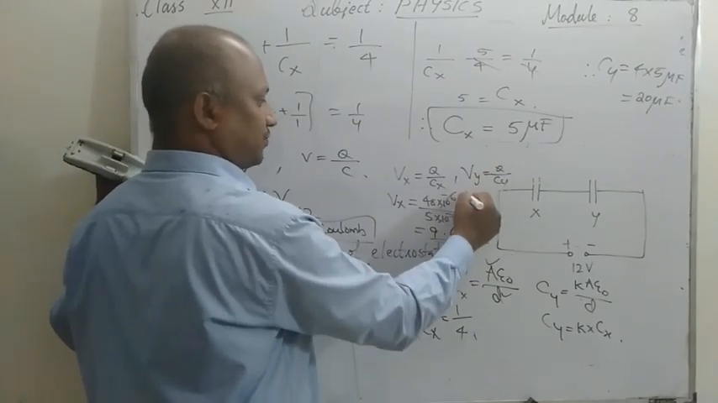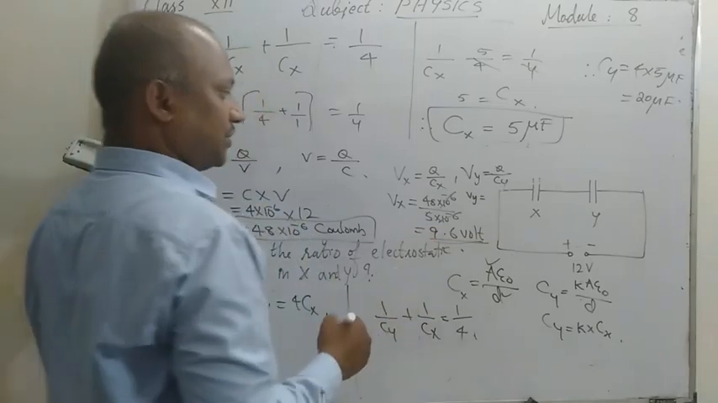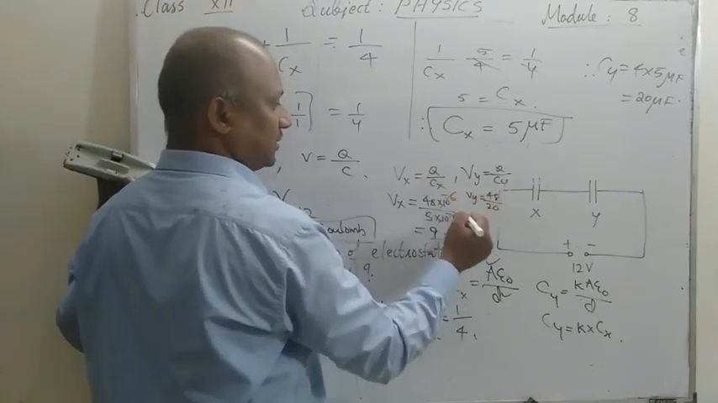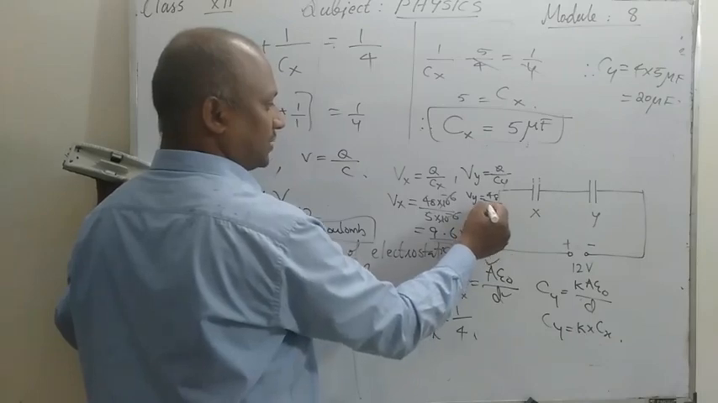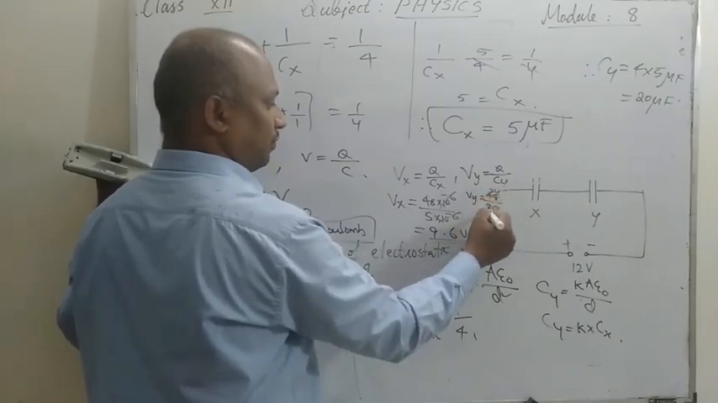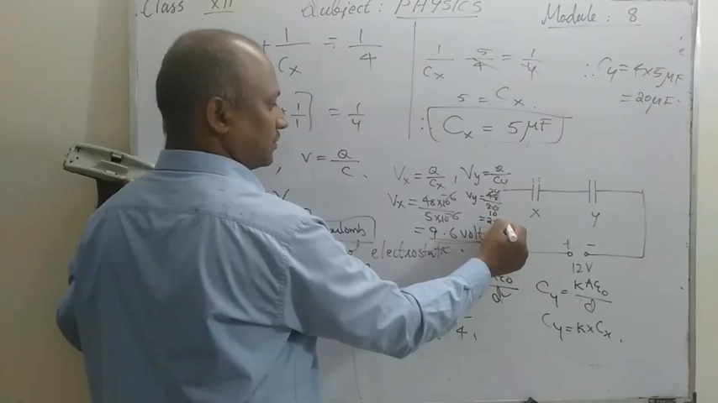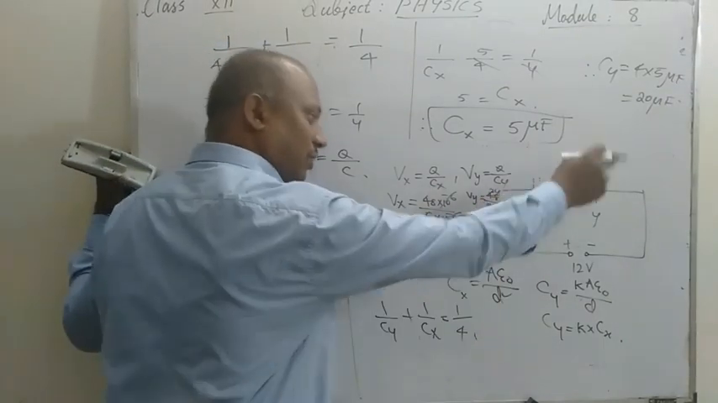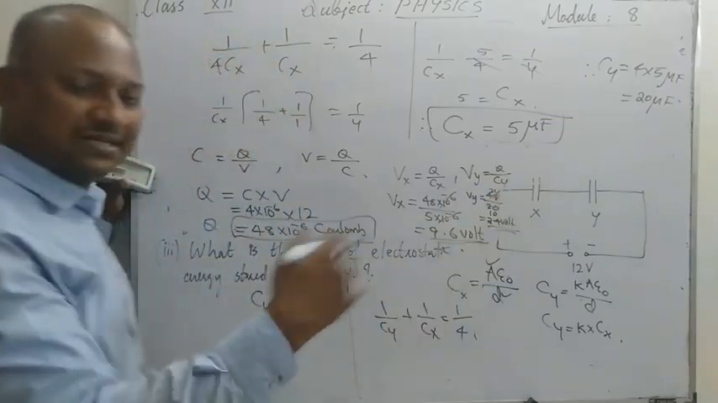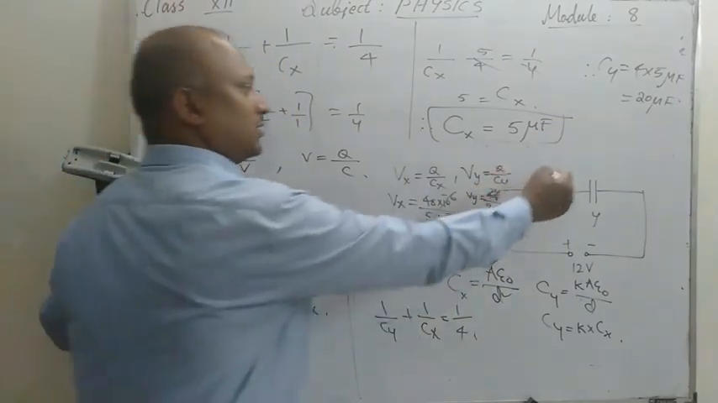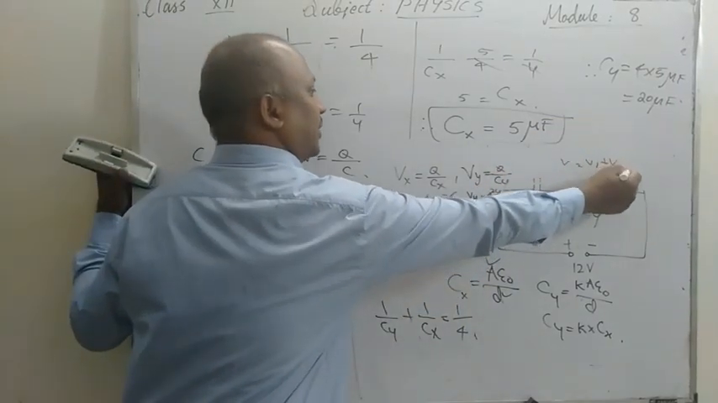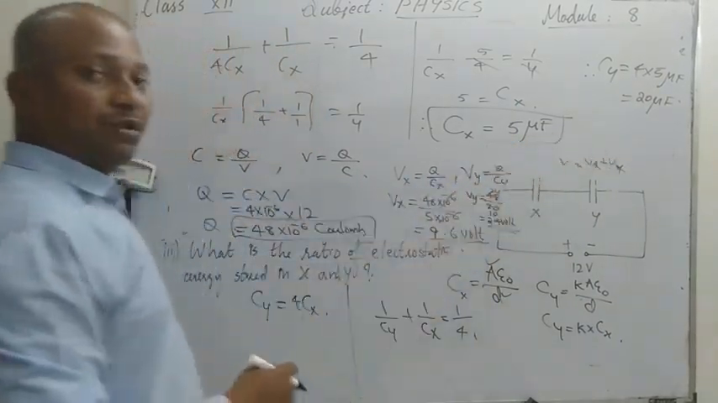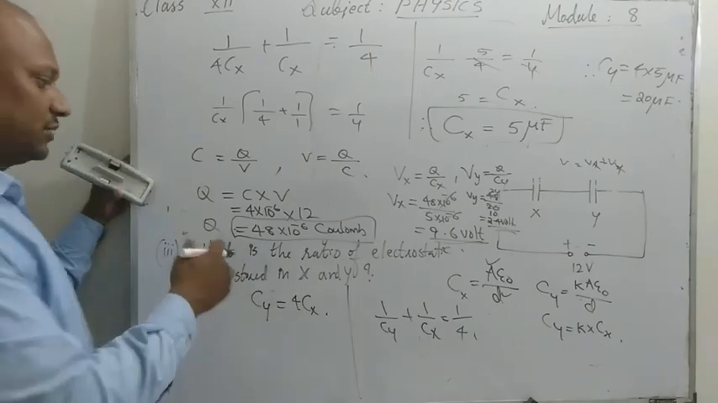9.6 volt. Here Vy is equal to Q upon Cy, so 48 upon 20, so it will be 2.4 volt. The total voltage is anyway 12 volt only, because in series combination the potential difference splits, and the total potential V must be equal to V1 plus V2, that is Vx plus Vy. So 9.6 plus 2.4 will be 12. So that is again accurate.